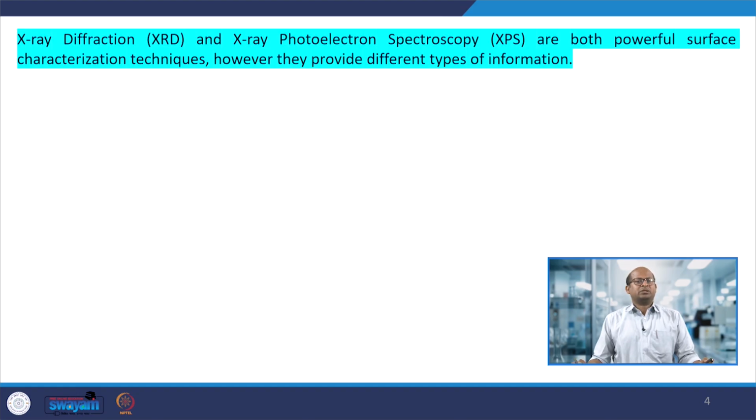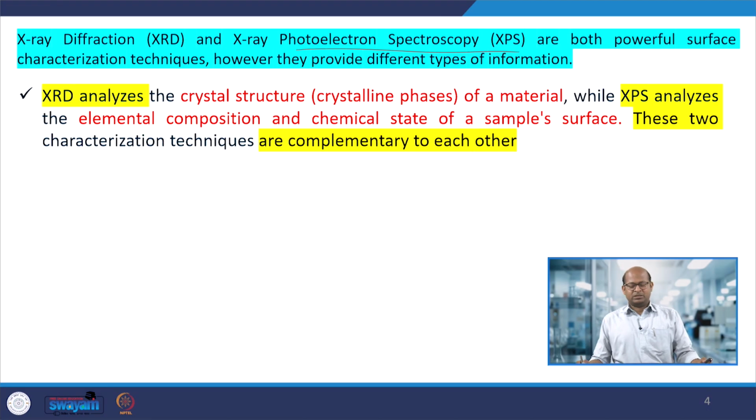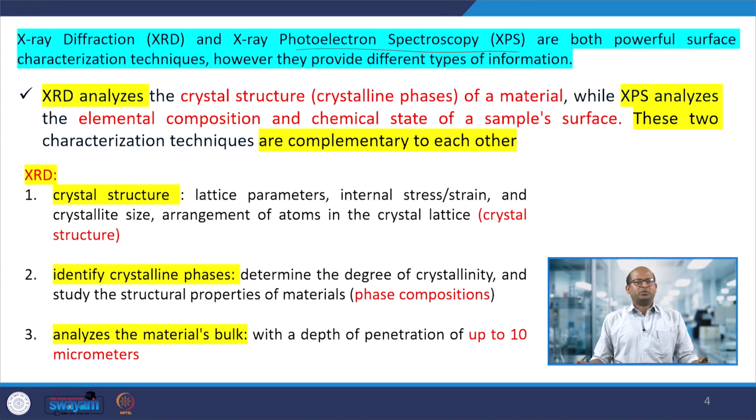Initially we discussed that X-ray diffraction and X-ray photoelectron spectroscopy are both powerful surface characterization techniques. However, they provide different types of information, or we can say that both are complementary to each other. From X-ray diffraction we can get the crystalline structure of the materials we have prepared. So, crystalline phases we can analyze with the help of X-ray diffraction patterns, and once we do XPS analysis, it gives us the elemental composition and chemical state of the sample surface. So, same materials but different types of information we can get with these two characterizations.